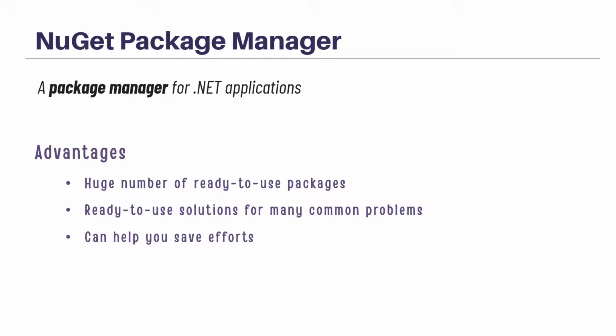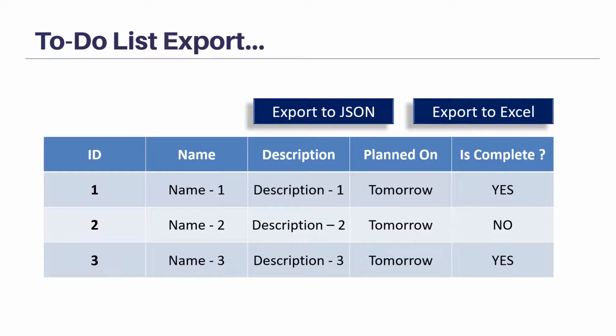For example, now that we have a console application which manages a to-do list, we may want to export that to-do list in the form of a JSON file or maybe in the form of an Excel document. Exporting anything to Excel document format is a very common problem, and hence there is a possibility that there is already a NuGet package which takes a collection object as input and then exports that collection in the form of an Excel document.